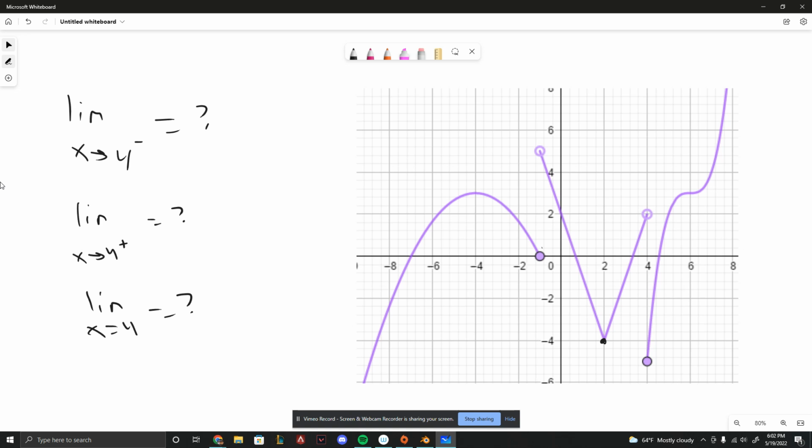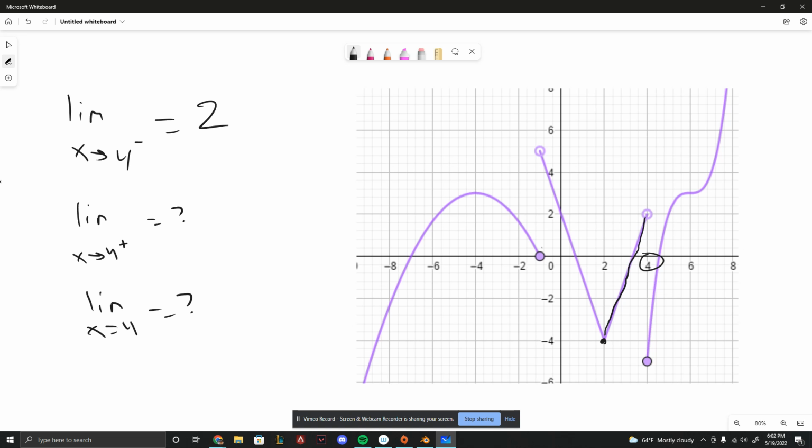Okay, so hopefully you had a chance to try it out. And let's go over this. As x is approaching 4 from the left, we need to see this is 4. And from the left will be with this kind of branch. So we're going to follow this, and we get to 2.